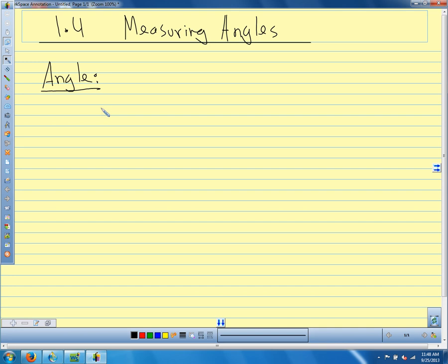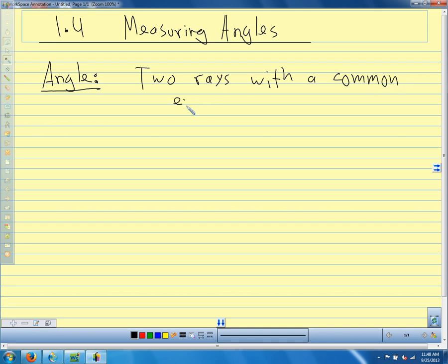Definition, the technical definition, pretty easy. Two rays with a common endpoint. So we have two rays that come from the same endpoint. We know about rays. Rays start at a point, go off in one direction. We just have two of them with a common endpoint.